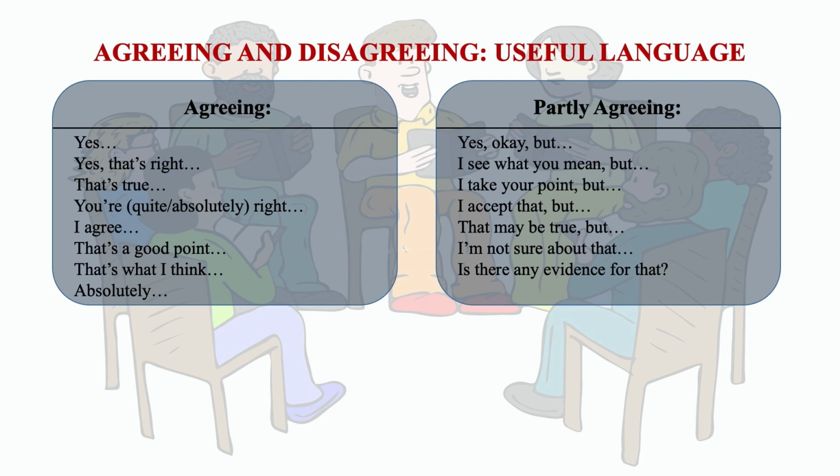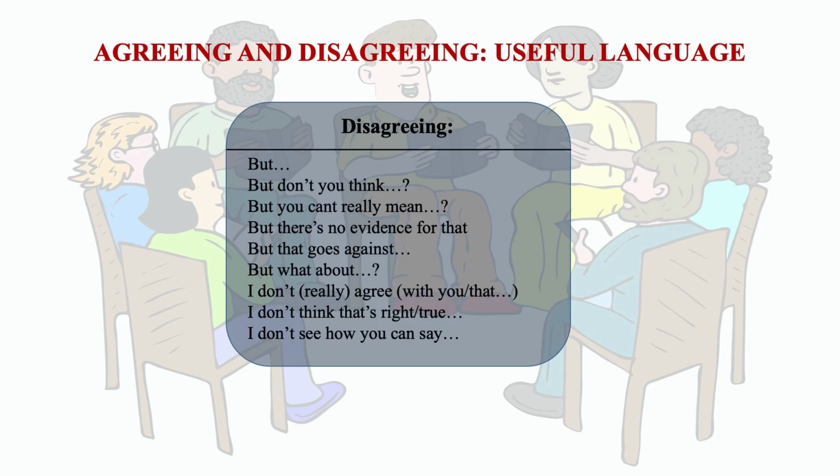Now we move on to some expressions that indicate disagreeing. "But I don't think," "but you can't really mean that." "But there's no evidence for that." "But that goes against." "But what about?" "I don't really agree with you." "I don't think that's right." "I don't think that's true." "I don't see how you can say that."